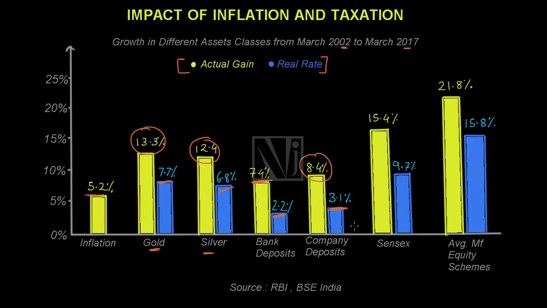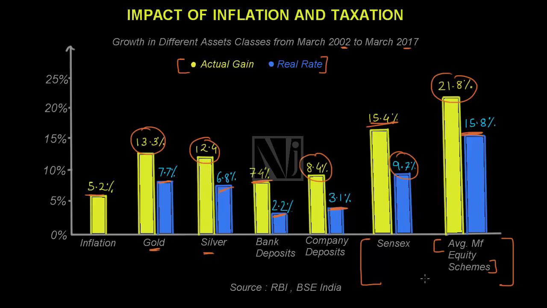Sensex has given a nominal return of 15.4%, while the real return is 9.7%. The return from average mutual fund equity scheme for the last 15 years is 21.8% and the real return is 15.8%. So from this data, we can see that equity as an asset class has given maximum real rate of return to the investors.